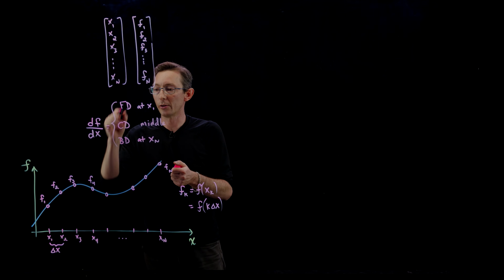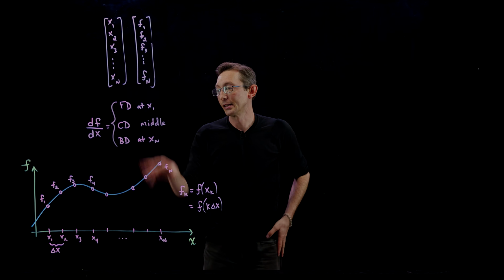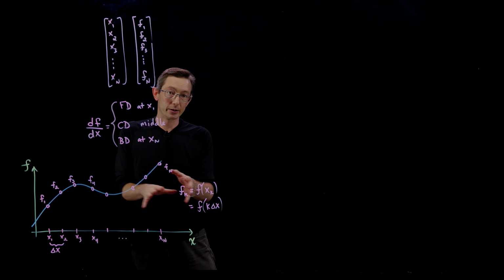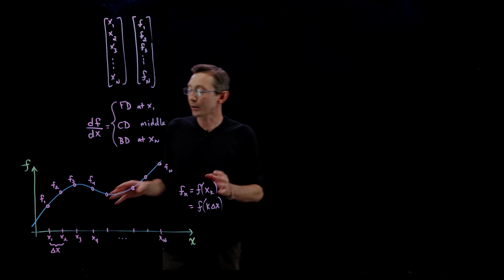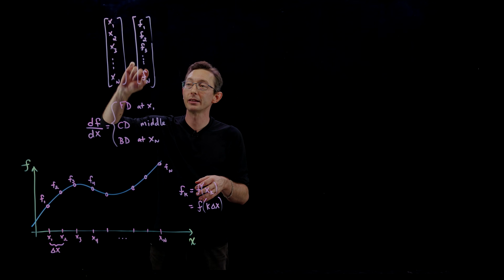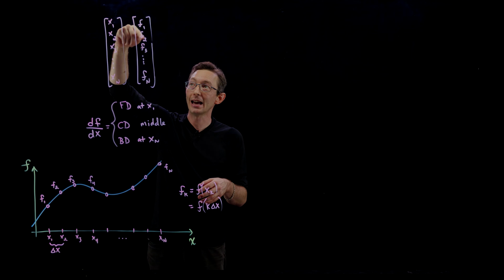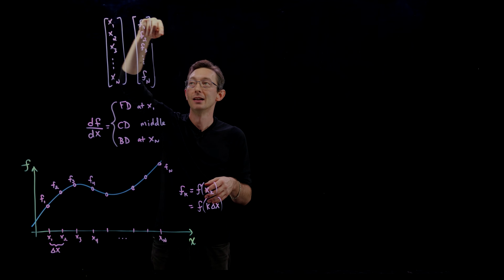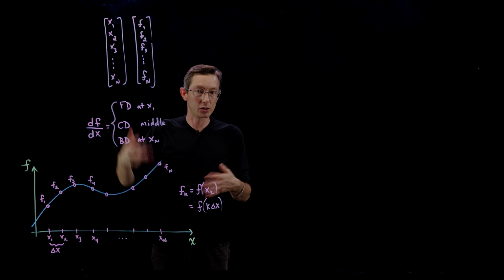I'm literally going to code up a scheme that does these derivatives to approximate the derivative of f. And it's not going to be on a function f. It's on this data vector f. I'm literally going to take f3 minus f2 divided by delta x to get my derivative at that point, and so on and so forth.